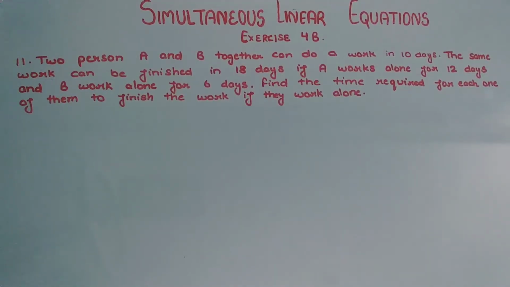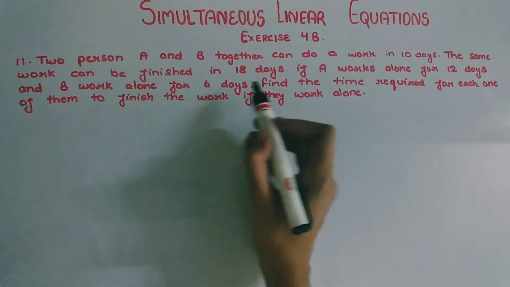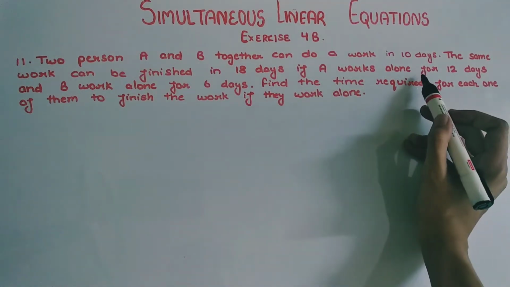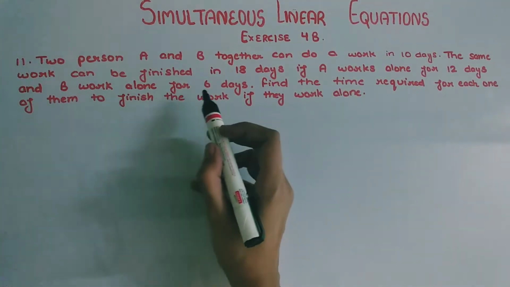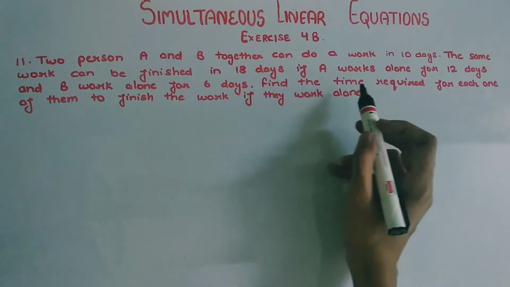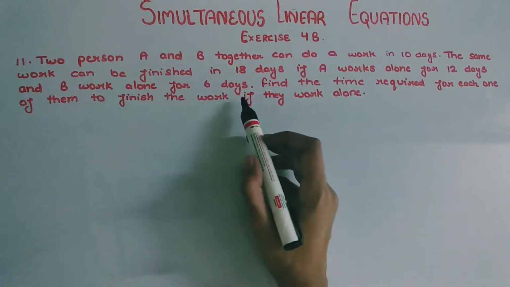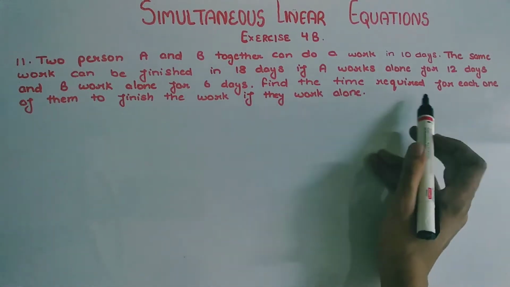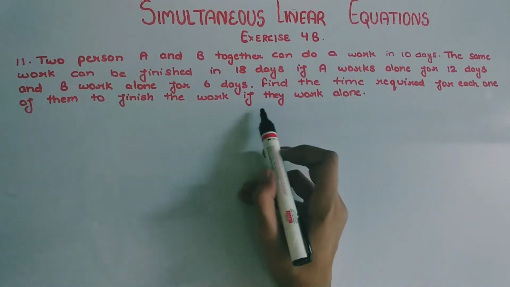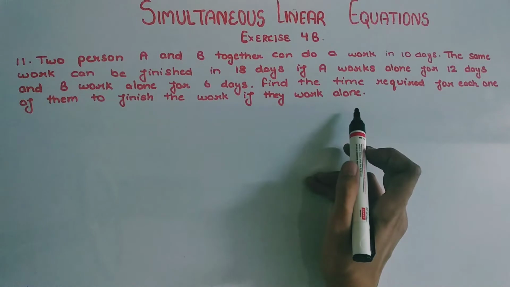The 11th question is: two persons A and B together can do a work in 10 days. The same work can be finished in 18 days if A works alone for 12 days and B works alone for 6 days. Find the time required for each one of them to finish the work if they work alone.